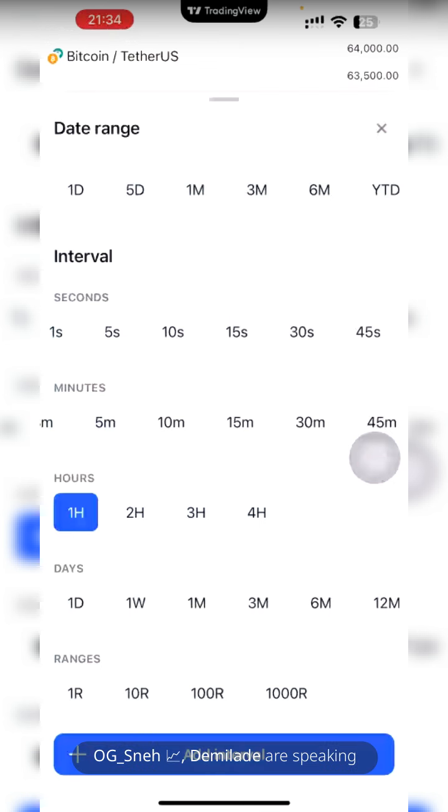Am I making sense? Yes, boss. So is there any confusion? Okay. So now I said time frame, two types of time frame, what and what? Higher time frame.